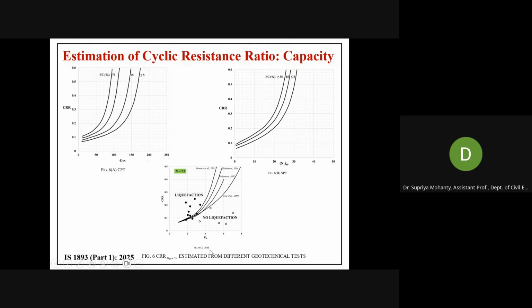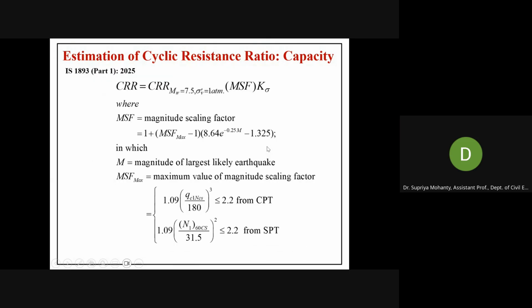the third one is the DMT. If you have conducted a dilatometer test, then from that you can get the KD value. Based on the KD value, you can get the CRR, the cyclic resistance ratio. But these three charts are applicable for earthquakes of magnitude 7.5 only. So for magnitudes other than 7.5, you need to multiply by this MSF, that is the magnitude scaling factor.